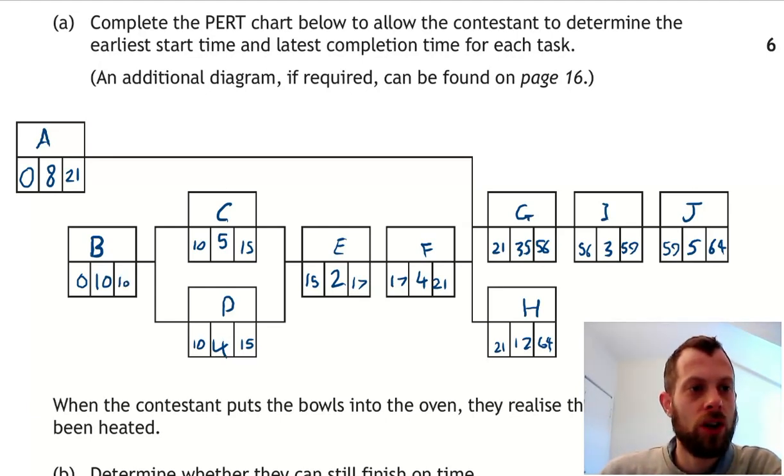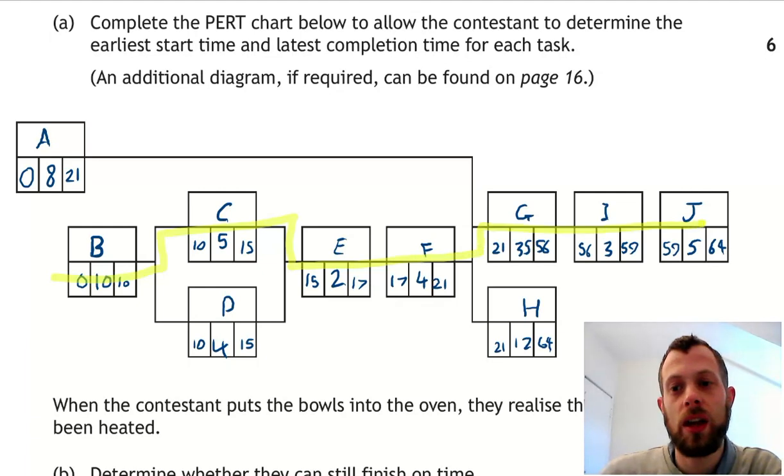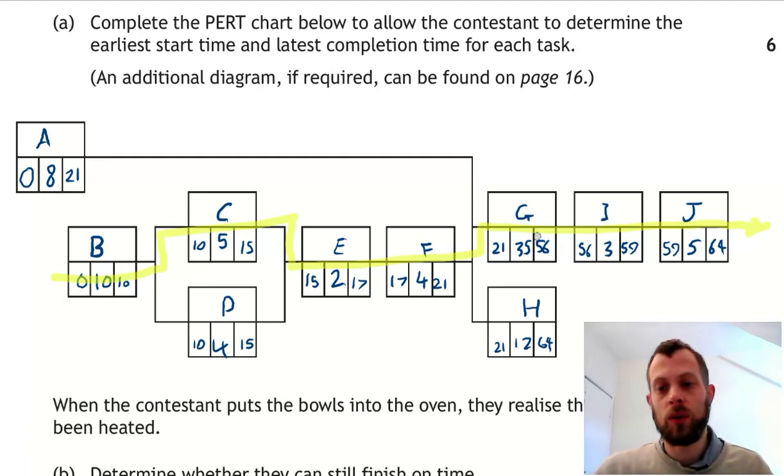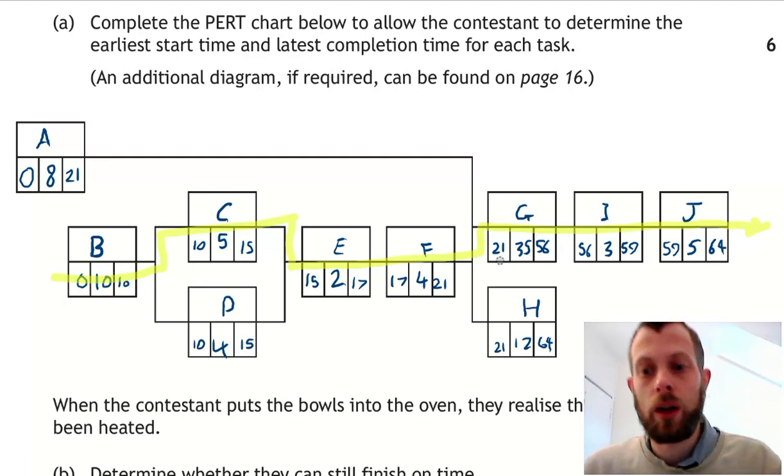Now, a way of confirming you've done this right is you look at the critical path. So you'll see on one particular path through the project, the numbers add up exactly. 0 plus 10 is 10, 10 plus 5 is 15, 15 plus 2 is 17, 17 plus 4 is 21, etc. So in other words, those tasks have no float time.